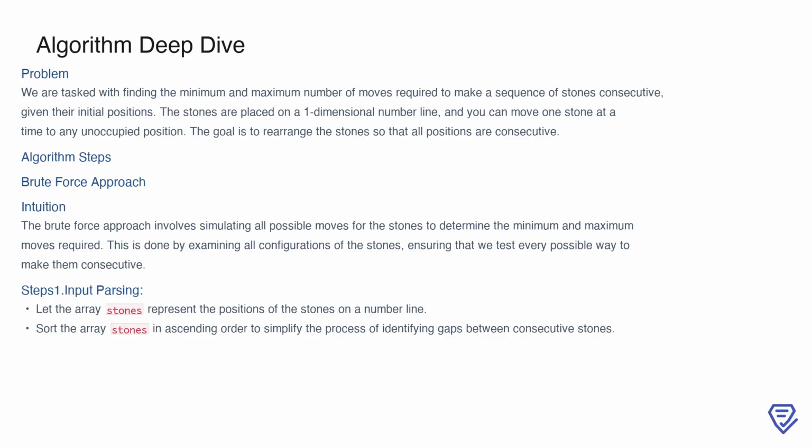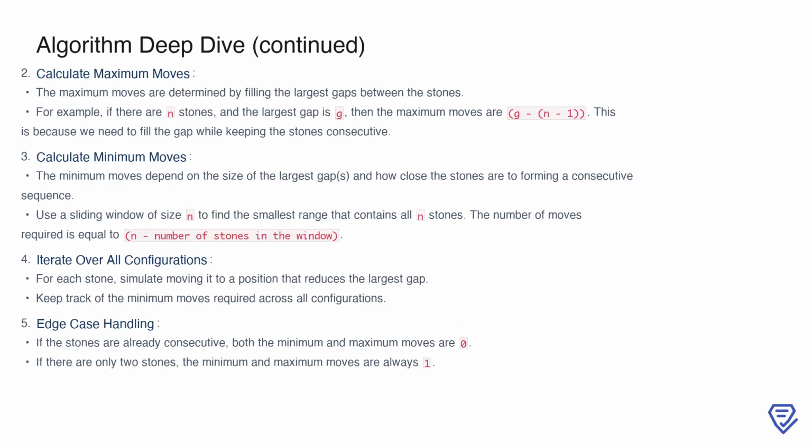Let the array stones represent the positions of these stones. By sorting the array in ascending order, we simplify the process of identifying and analyzing the gaps between consecutive stones, which is critical for the subsequent calculations. Next, we calculate the maximum number of moves required. This value is determined by filling the largest gaps between the stones. If there are n stones in total and the largest gap between two stones is g, the maximum moves can be calculated as g - n + 1. This is because we aim to fill the gap while maintaining consecutiveness.